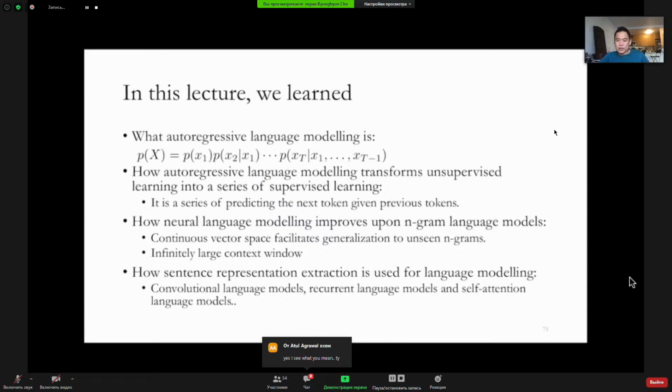Okay, let me see. Oh, there is actually the chat window, and there is a question. George is asking, are commas typically considered as tokens as they can be semantically quite important? The answer is yes. So we tend to use everything.